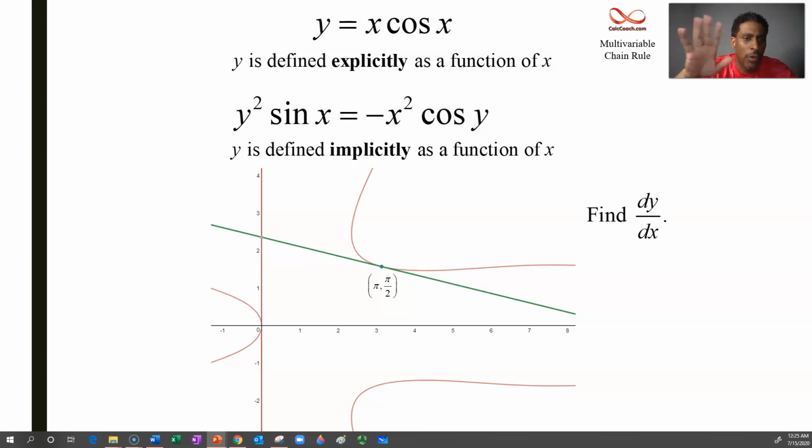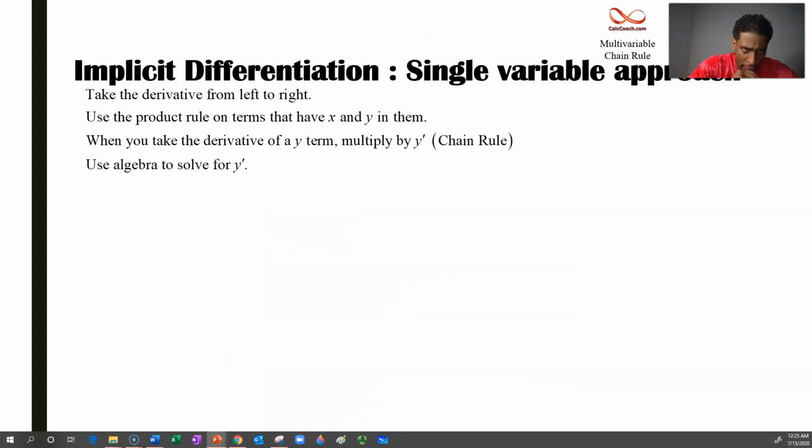Now, let's go back to when we did it back in Calc 1, and we can improve upon that with our multivariable knowledge now. So back to Calc 1, single variable calculus. Here's what you were instructed to do back then. You were instructed to take the derivative from left to right using the product rule on any term that has both x and y in it.